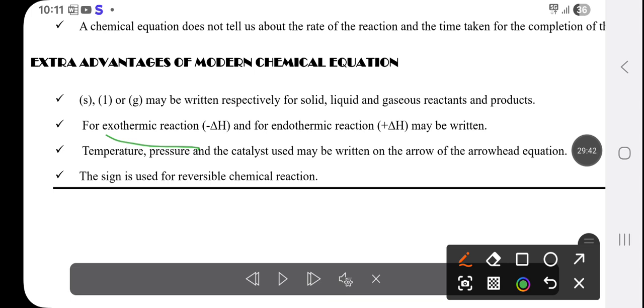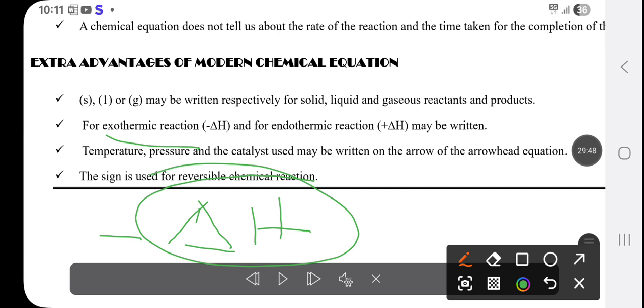In that case, minus delta H. It means that the heat is removed from the reaction and given out, which makes it hot. And plus delta H means an endothermic reaction, which is fully opposite, which means that the reaction is taking heat from outside.